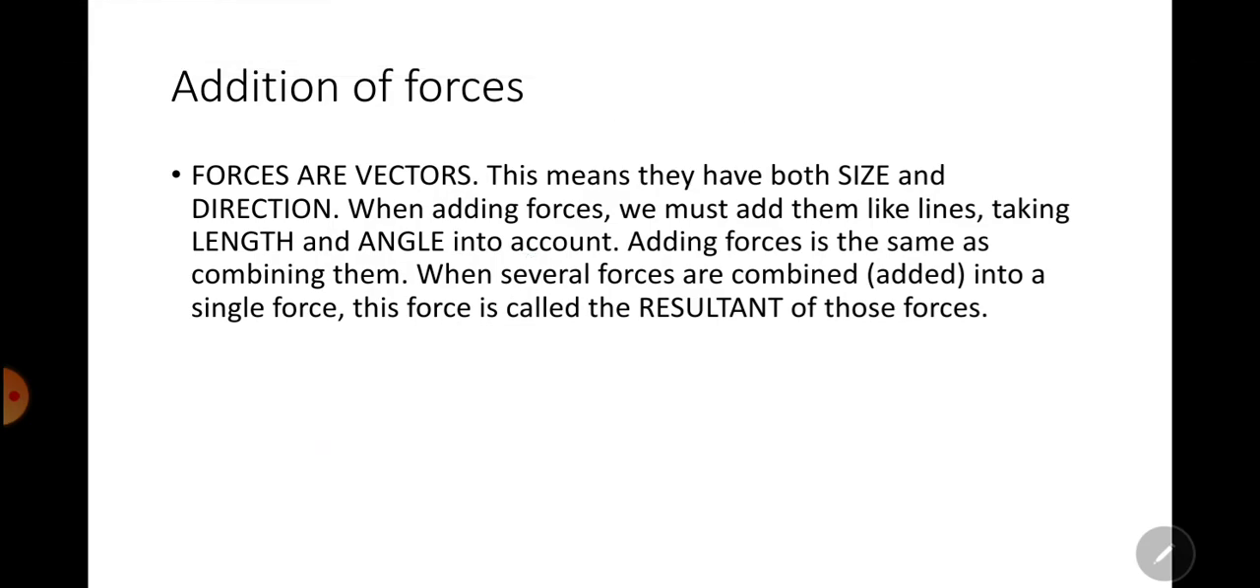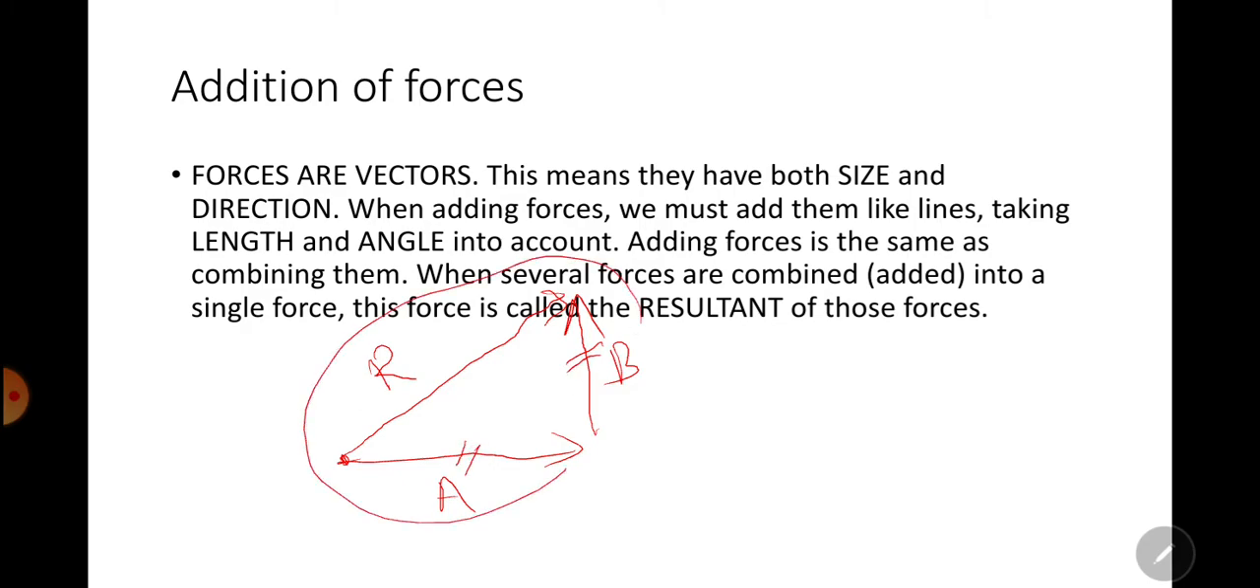For example, this is vector A and you have vector B also. If you join the tail of the first vector to the head of the second vector, then this is called the resultant vector, which has the same effect as the combined effect of vector B and vector A. This is called addition of vectors.